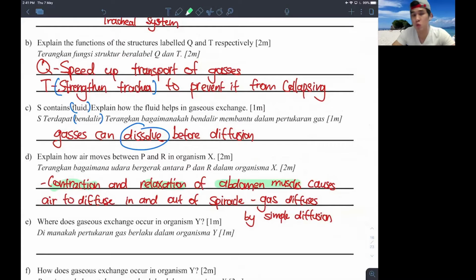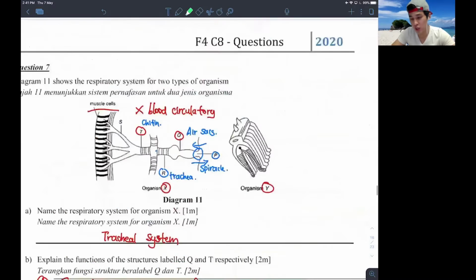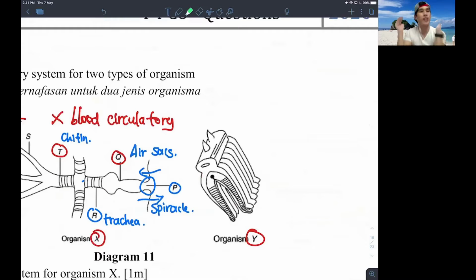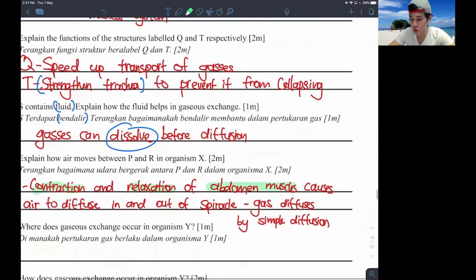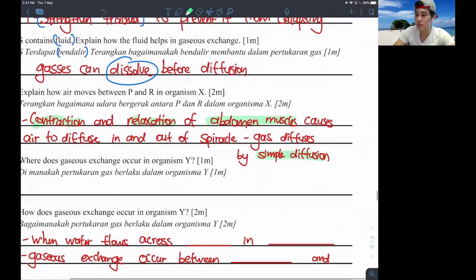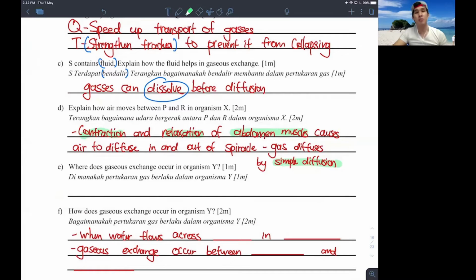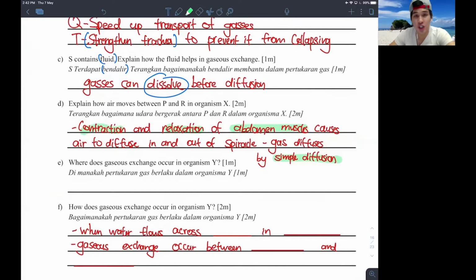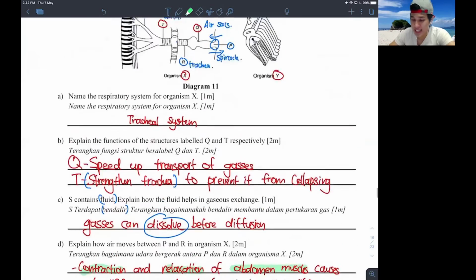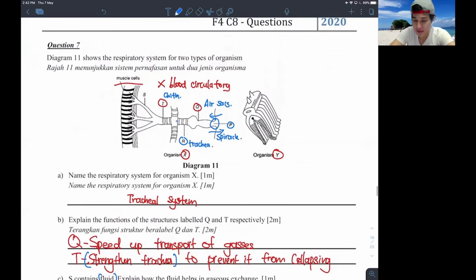So air moves between P and R because the contraction and relaxation of abdomen muscles causes air to diffuse in and out of the spiracle. It causes air to move in and out as the muscles contract and relax. As air diffuses in and out, this process is called simple diffusion. So how does air diffuse? By simple diffusion. Next. Where does gas exchange occur in Y? In insects, gas exchange occurs at S, which is between the muscle cells and the tracheole.